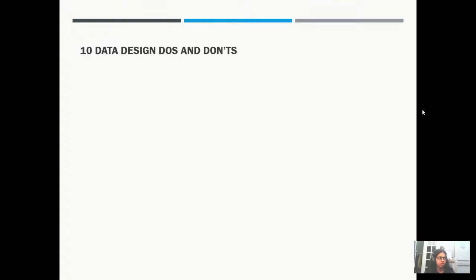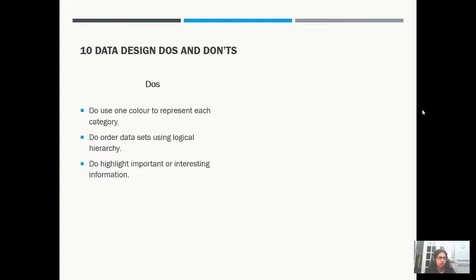Some closing notes: do not use one color to represent each category. Order data sets using logical hierarchy, alphabetical, or ascending or descending for numeric values, etc. Highlight important or interesting information. Do not assume the audience will see it by themselves. You add a filter, you zoom in, and then save it at that particular view so that the audience also sees that.